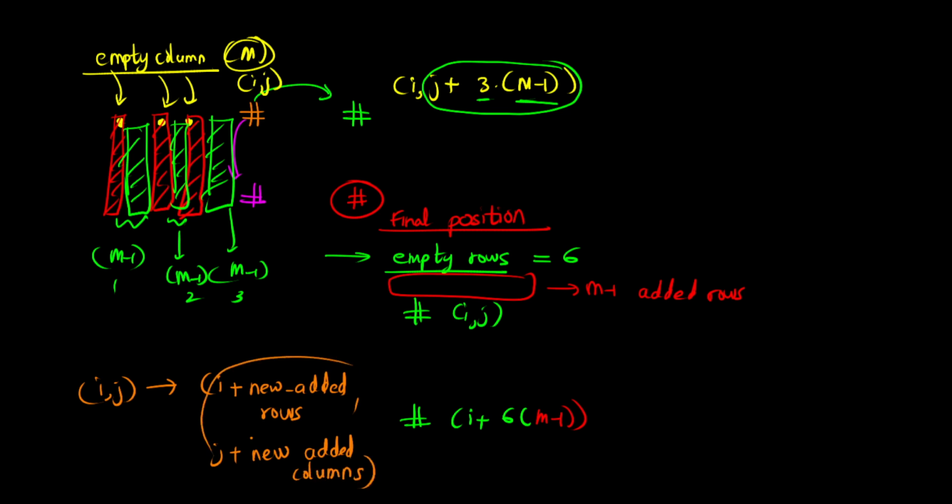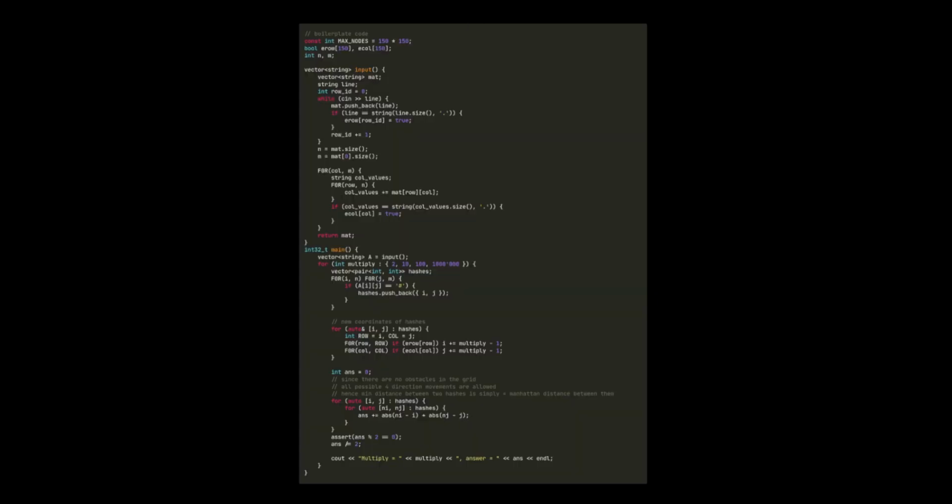And once we find out these coordinates for all of the hashes, we can apply the same algorithm as we saw to find out the minimum distance between all the pairs using Manhattan distance. Now let's look at the implementation.